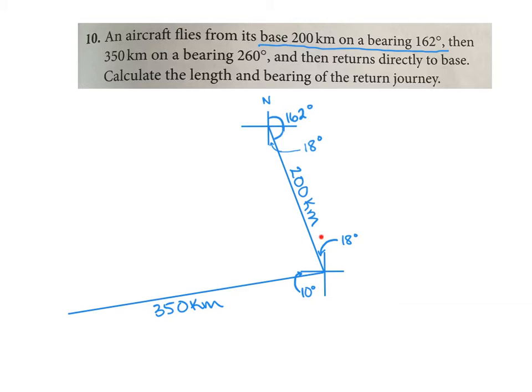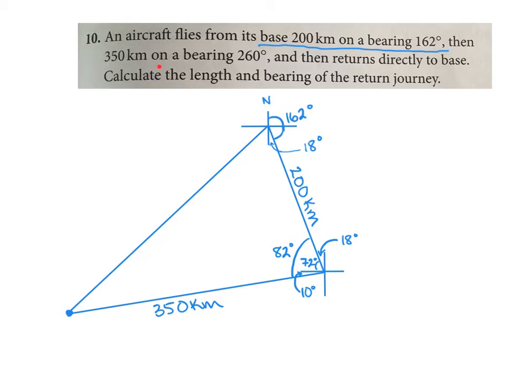By labeling these various angles, I can also reason out that this angle here must be 72 degrees because this forms a right angle, and if this is 18, then the rest would be 72. So this large angle in here would be 72 degrees plus this 10 degrees for 82 degrees.